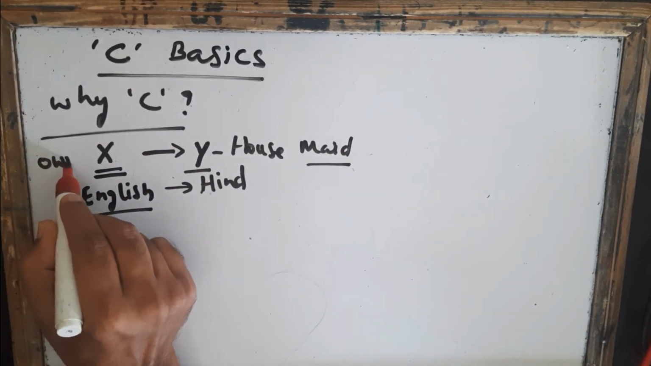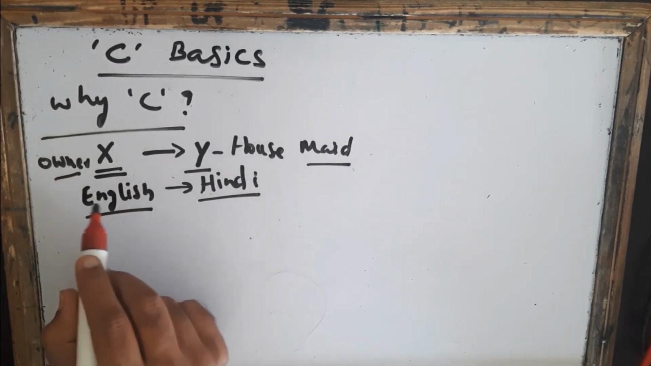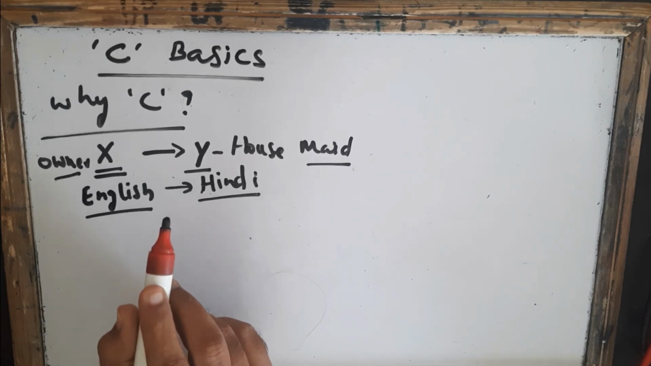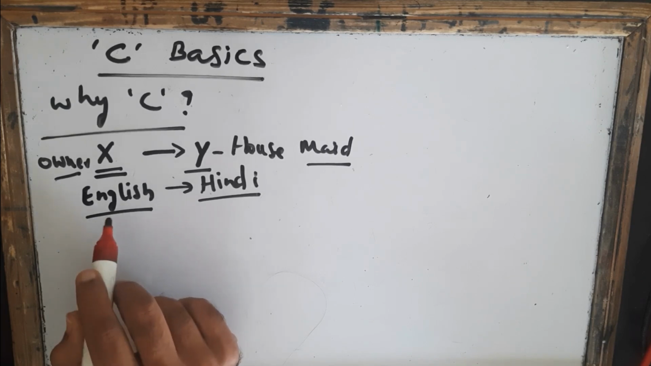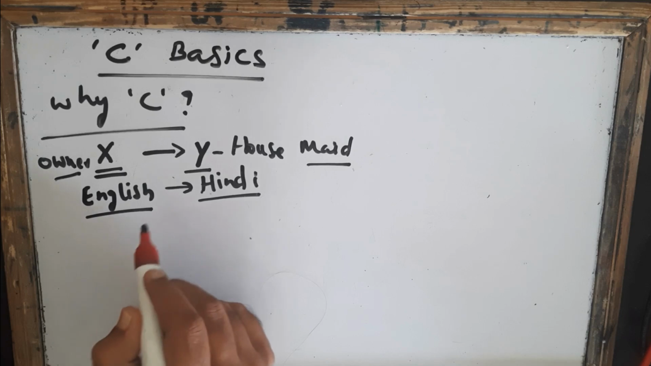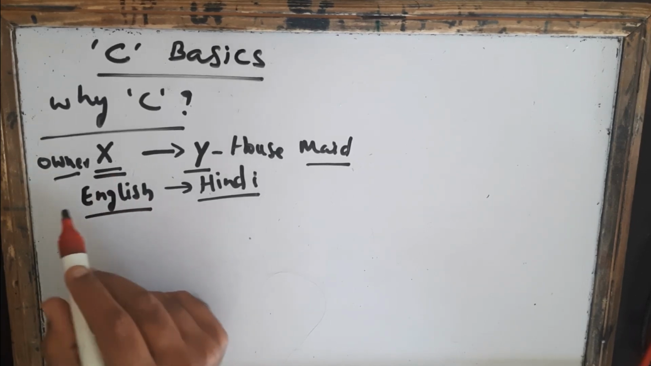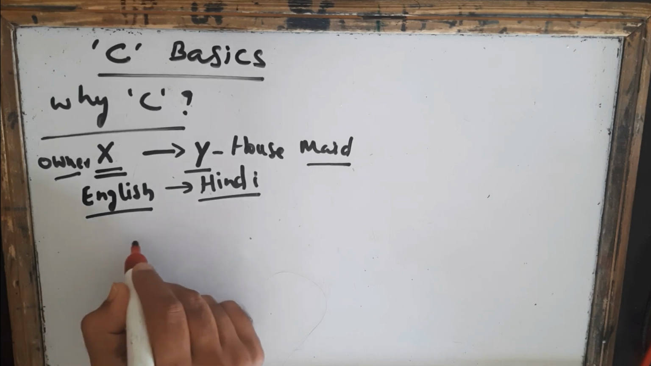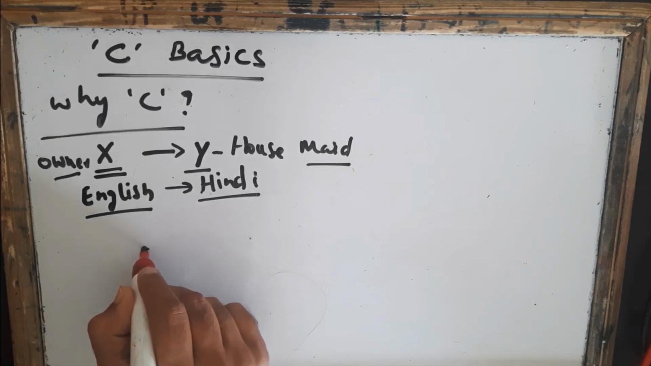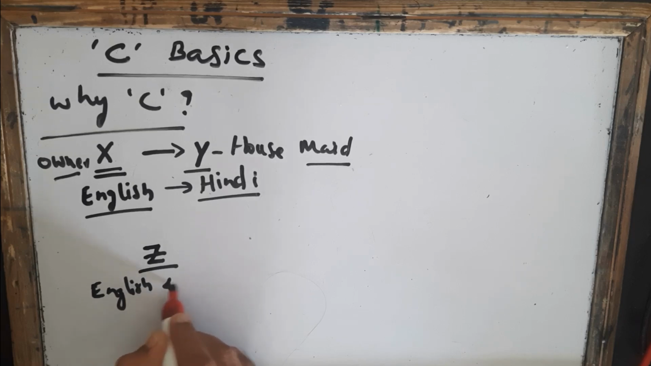He is the owner X. He knows only English, and unfortunately, they know only their own languages to communicate between X and Y. Now luckily, the neighbor of X knows both. The guy's name is Z. He knows both English and Hindi.